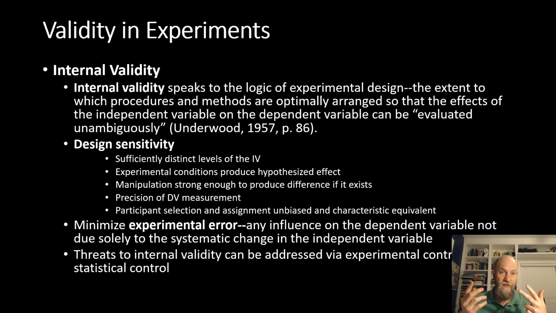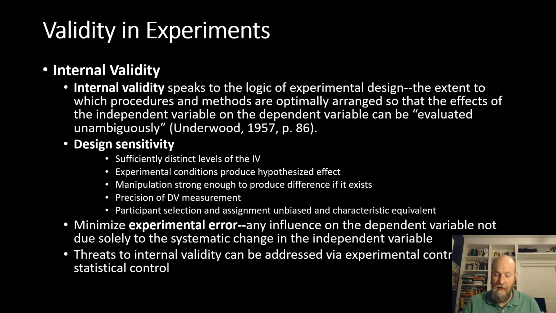If I'm really interested in this effect, I may need to have more distinction between my levels. So I might have one group that gets no coffee, one group that gets 1 cup, and one group that gets 5 cups, for example, or 4. Some sufficient distinction between those levels of the independent variable is going to manipulate it strong enough to produce the desired effect. This goes to the idea of reliability as well as validity, but you need to have precision in your measurement of the dependent variable. It needs to be able to pick up on that difference if it's there.